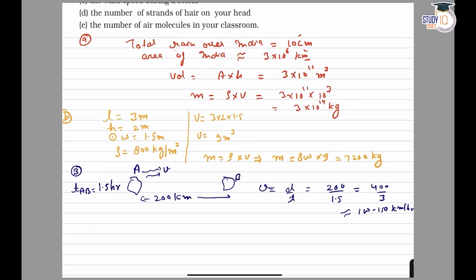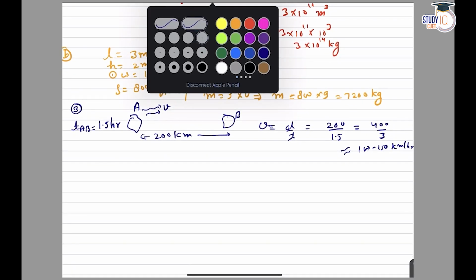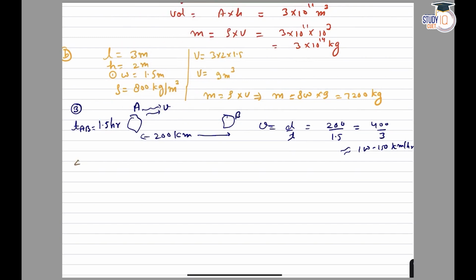strands on the head. So approximately we can assume that the radius of the head is equal to 10 centimeter, and the head approximately acts as a hemisphere, and on 80% of this hemisphere the hairs are there. So the head is approximately a hemisphere and hairs are present on 80% of it.